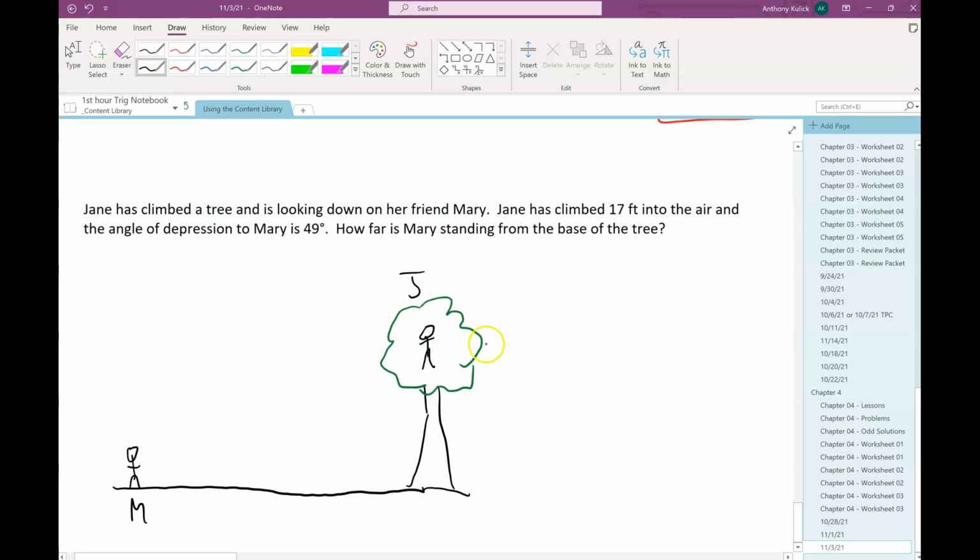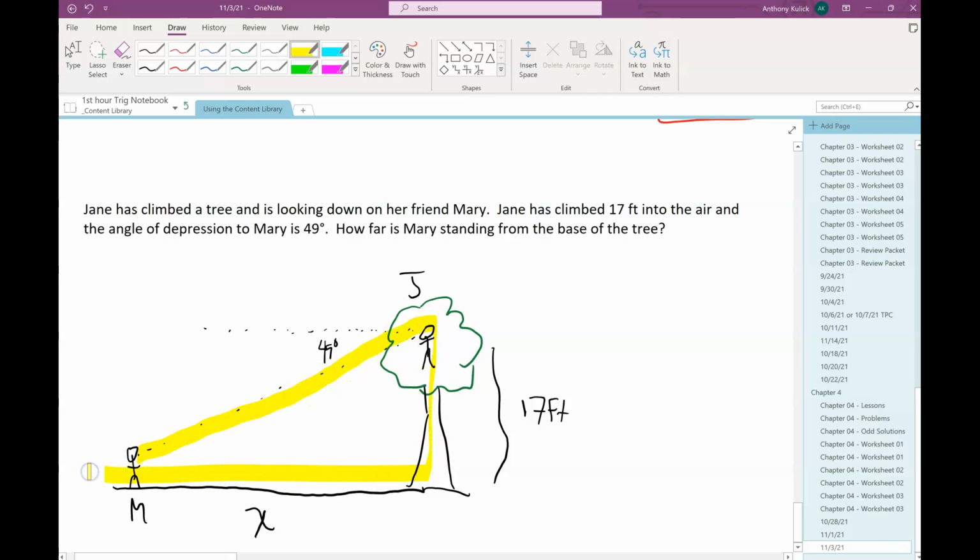There's Jane. We're told she's 17 feet in the air. We want to know how far Mary is standing from the base of the tree. And then we have that the angle of depression from Jane to Mary is 49 degrees. Everybody's okay there? So the right triangle I'm going to make is basically this one. Everybody cool with that?